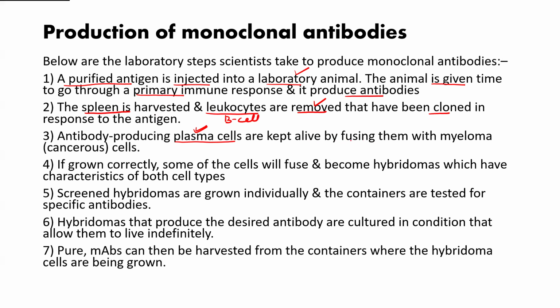Then what we will do, we will try to fuse them with the myeloma cells. What are myeloma cells? These are cancerous cells. So this plasma B cell, which is producing antibody for a particular antigen, is fused with a myeloma cell, and this result is known as a hybridoma, which will have the characteristics of both cells, meaning it will produce continuously, it will produce cells, and because it has the characteristics of a plasma cell, it will produce antibodies, it will secrete a specific type of antibodies. Is it clear?